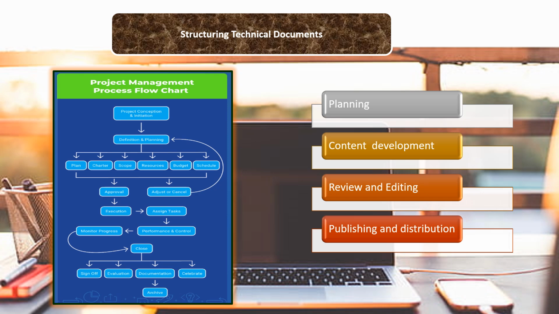Then again, let's understand what happens in planning. Start by defining the scope of your documents, identify your target audience, and establish the goals and objectives of your document. And then content development: create the content for your technical documentation following the principles of clear, concise, and accurate writing. Then review and editing. Whatever you have written, it's very important to review your document.